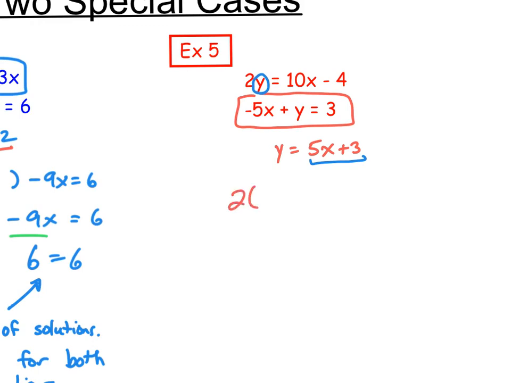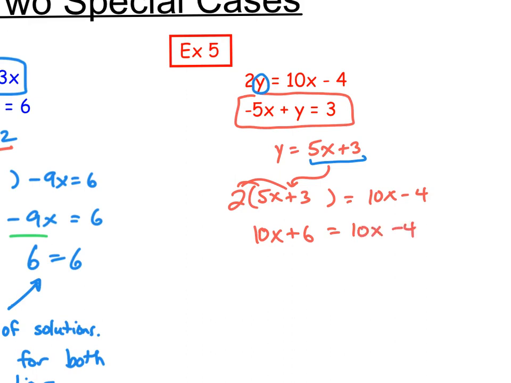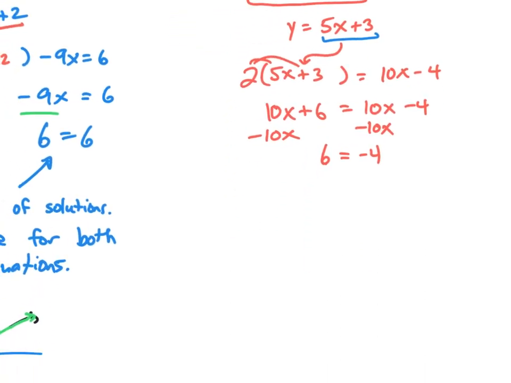So we've got 2 times y equals 10x minus 4. And what I plug in there is 5x plus 3. And then we distribute, we get 10x plus 6 equals 10x minus 4. I'm going to subtract 10x from both sides. And I get 6 equals negative 4. And so that, I hope you realize, is not true.